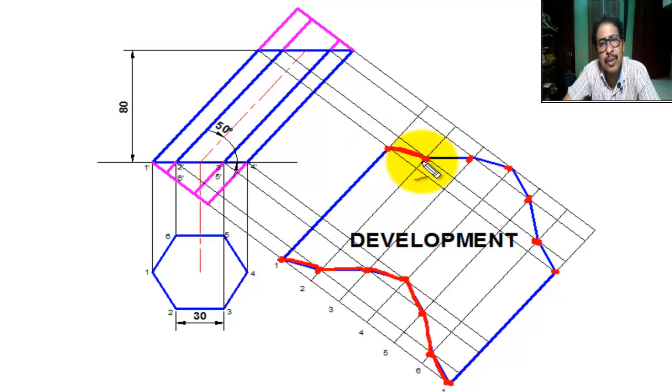Join the line. This is straight line. Join this. Join this straight line. This is straight line. Join this. Join this. This is straight line, not curve. Next, join this end and join this length. This is the development of the oblique hexagonal prism.